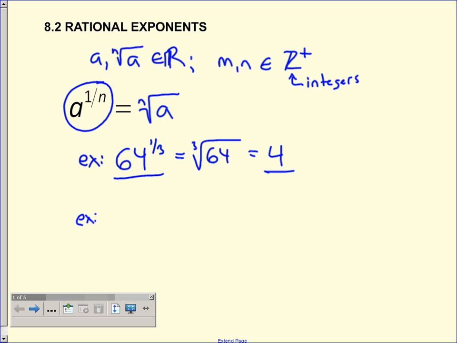How about if we try a negative? What if I say negative 32 to the 1/5 power? Well, in this case, I have negative 32, and I want to do the 5th root of it. And you recall from the last section that I can do the odd root of a negative number. That's possible. And 32, I know that the 5th root of that is 2, so this will come out as negative 2. So fairly easy rule, a to the 1 over n power just means the nth root of a.